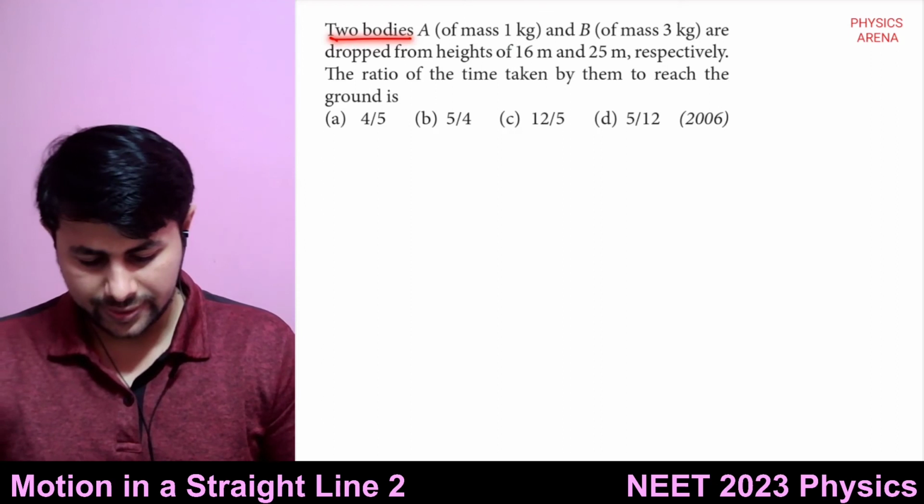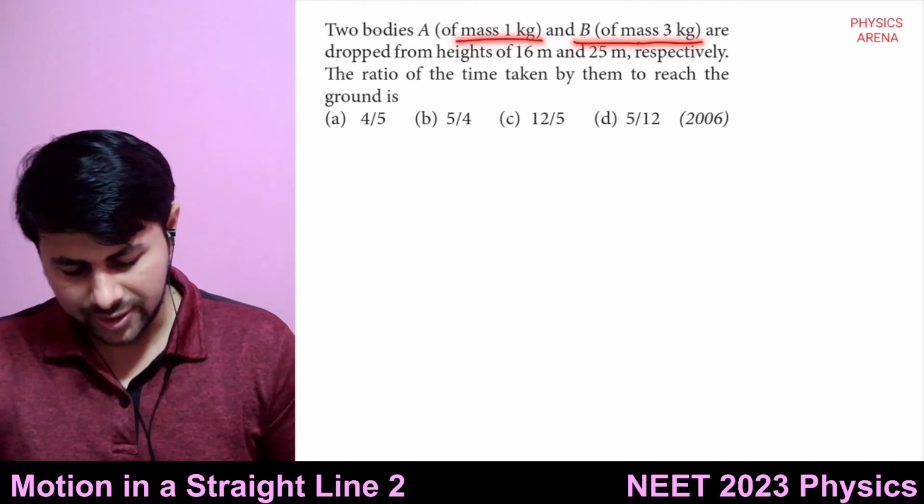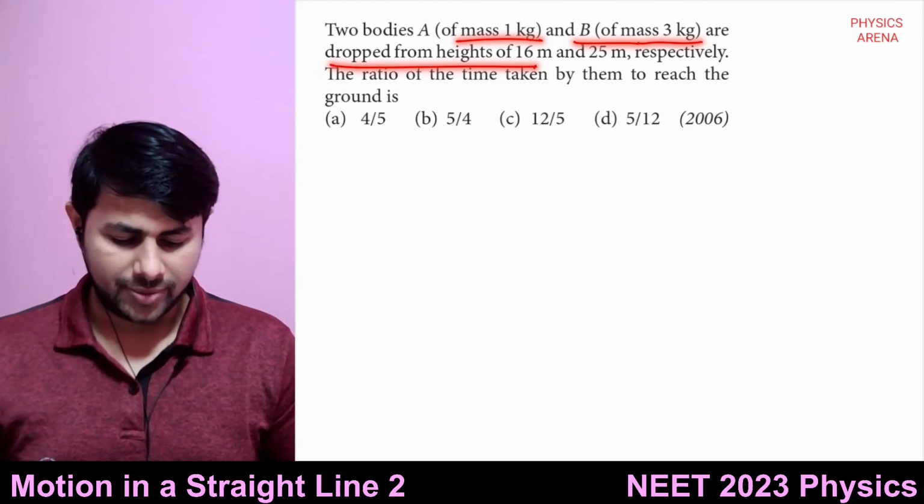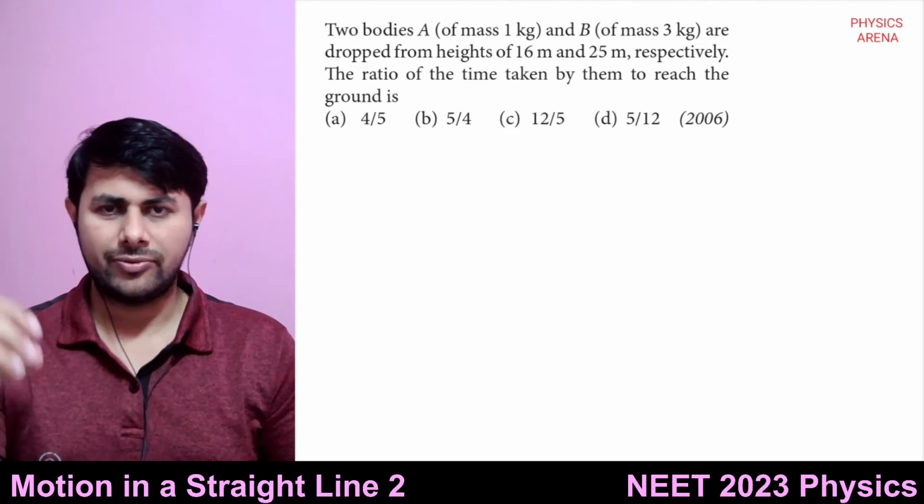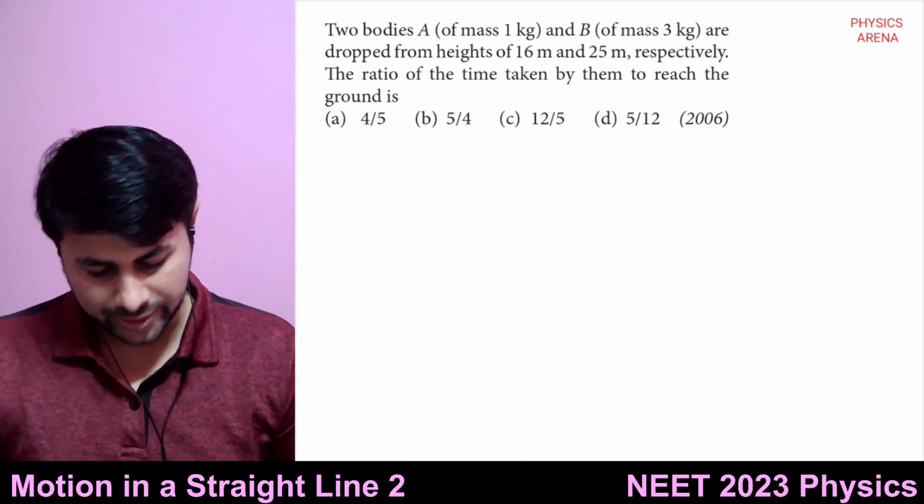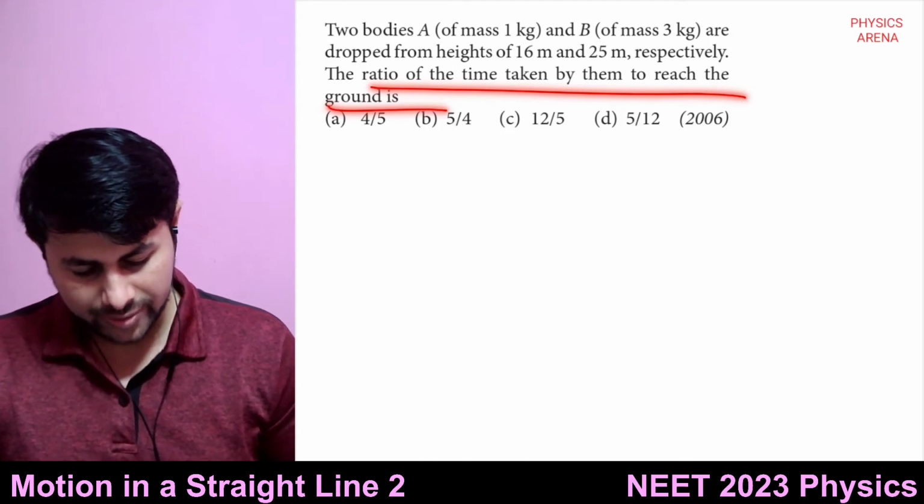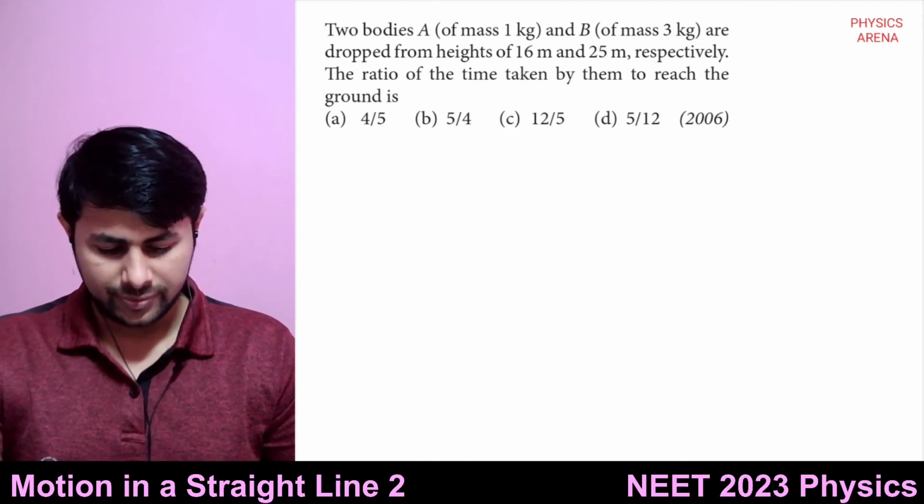Two bodies, A of mass 1 kg and B of mass 3 kg, are dropped from heights of 16 meters and 25 meters respectively. Okay, one is dropped from 16 meters, another one is dropped from 25 meters. The ratio of time taken by them to reach the ground is, this is simple.